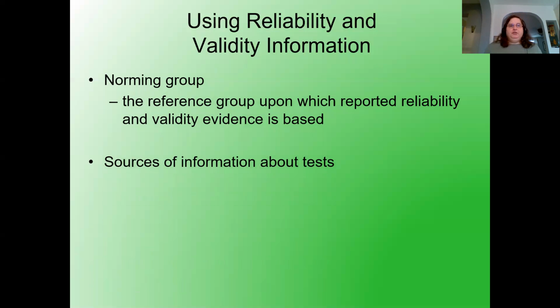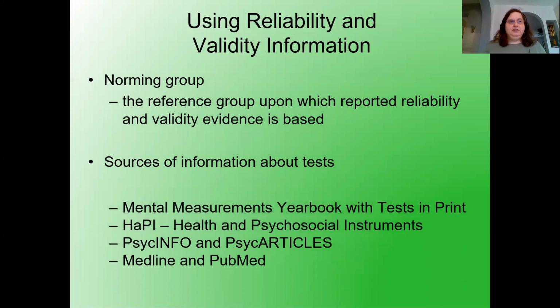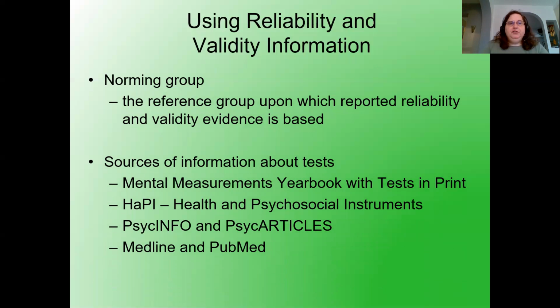Now let's talk just a little bit about sources of information about tests. Okay, so there are a number of places you can get information about tests. So again, let's say you come across and you say, hey, I want to use the Beck Depression Inventory. Well, I'd like you to actually report some reliability and validity information about that if that's what you want to use for your study. So where can you find that reliability and validity information? Lots of places. For example, the Mental Measurements Yearbook with Tests in Print. HAPI, which is the Health and Psychosocial Instruments Database. PsycInfo, PsycArticles, Medline, PubMed. There's a lot of places where if you look up the Beck Depression Inventory, you can find reliability and validity information to report.